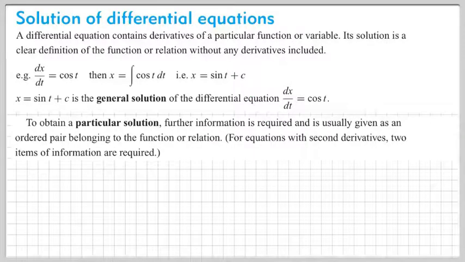In order to get particular solutions, further information is required, usually given as an ordered pair belonging to the function or relation. I call it an initial condition or a boundary condition, which gives us one coordinate point on the anti-derived or original function, okay? But for equations with second derivatives, you need two of these boundary conditions in order to work it out. Once you substitute the values of those boundary conditions in, you can work out what the constants of integration actually are, and there's no generality involved at all. You've got a specific solution.